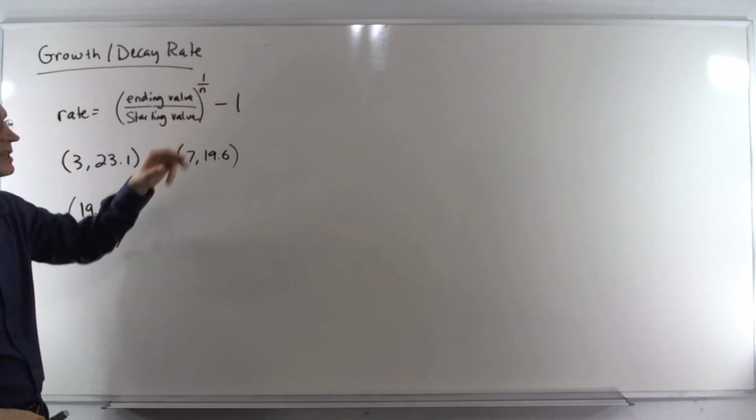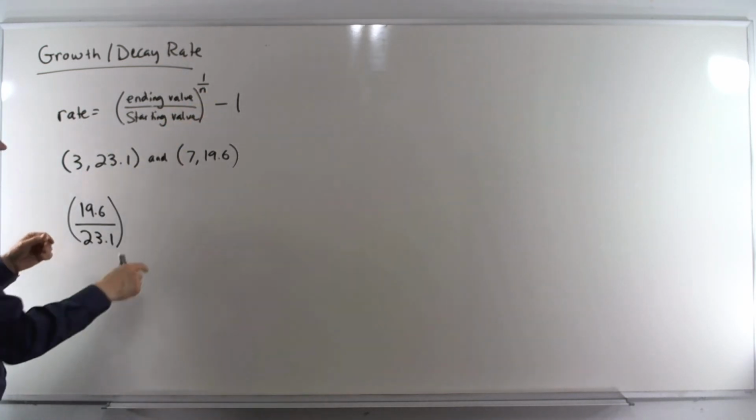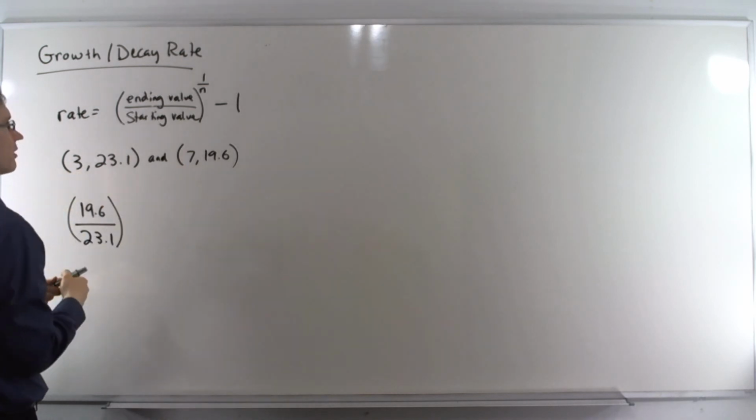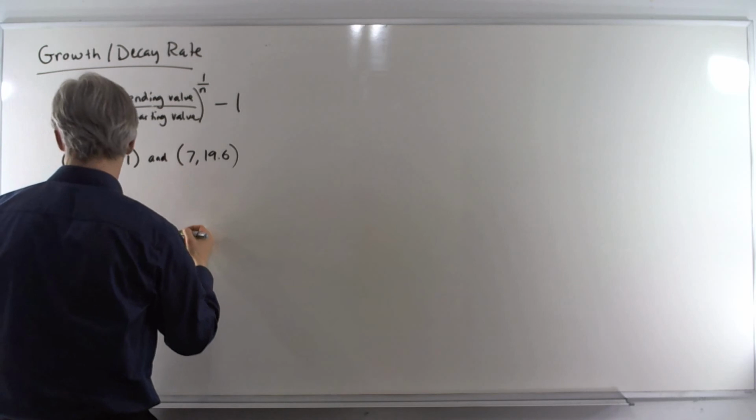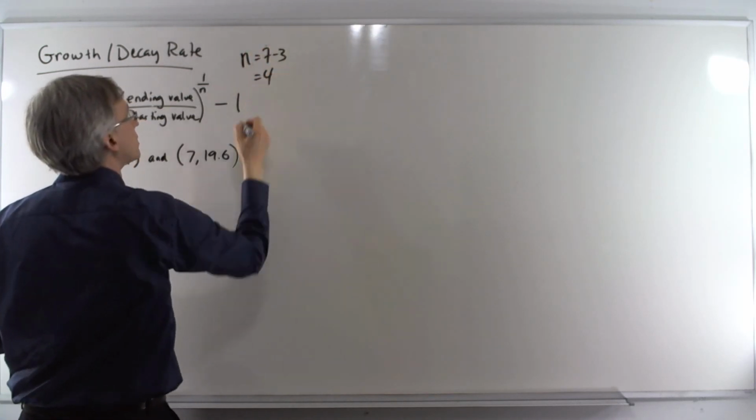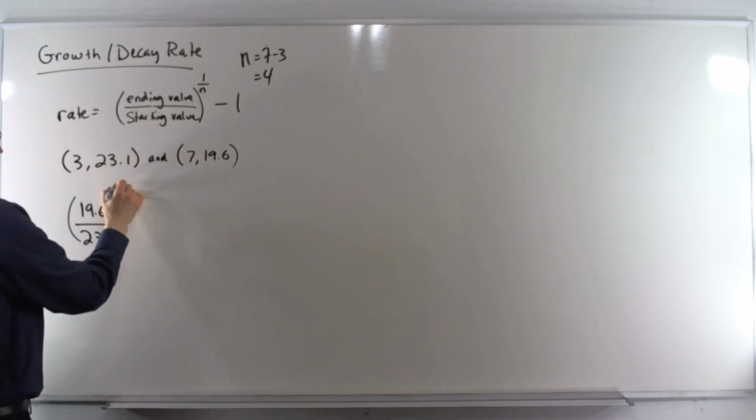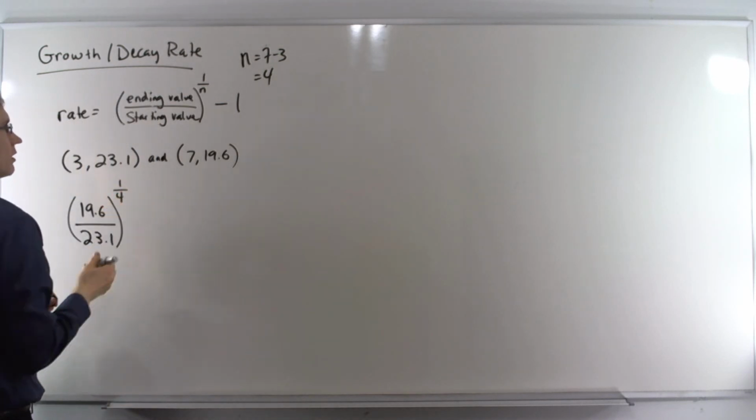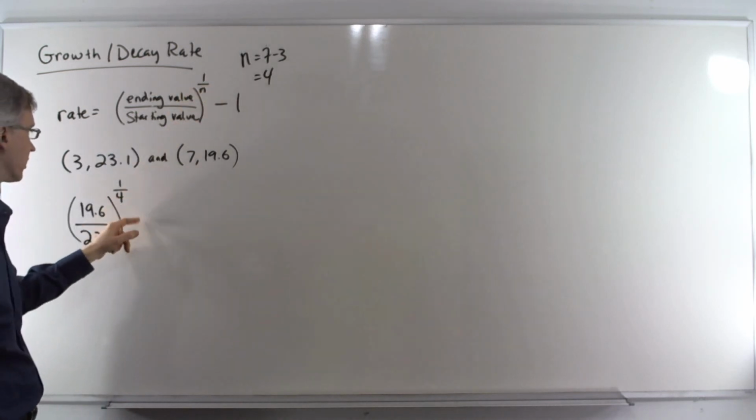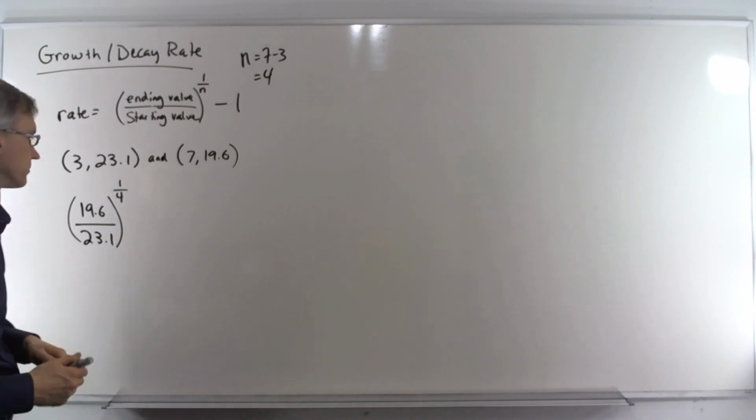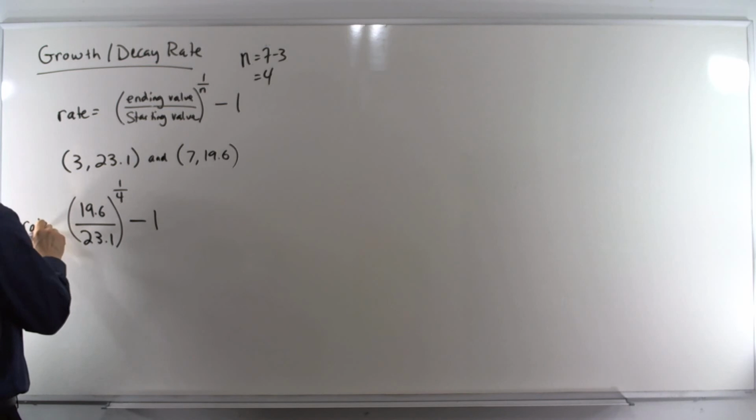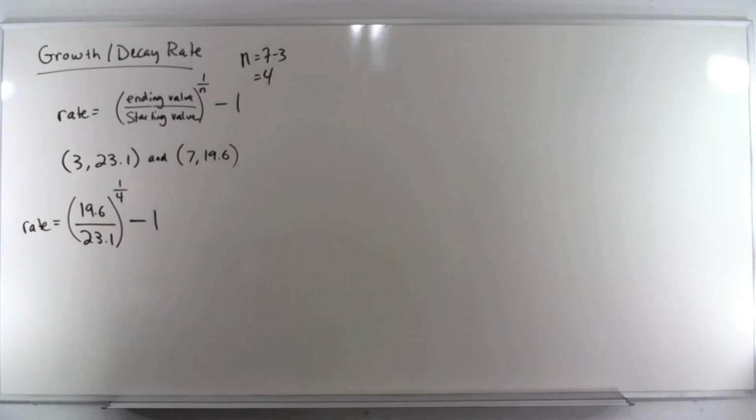Now we need to find n. So that's how many time periods? Well, that'll be the difference between the last time period and the first time period. So 7 minus 3. So n is going to be 4. And keep in mind, this exponent, it's not n, it's 1 over n. So our exponent will be 1 over 4. All right, so there's all our values plugged in.